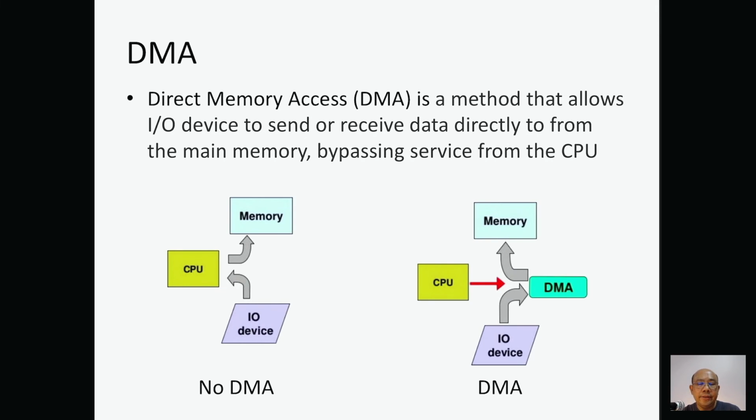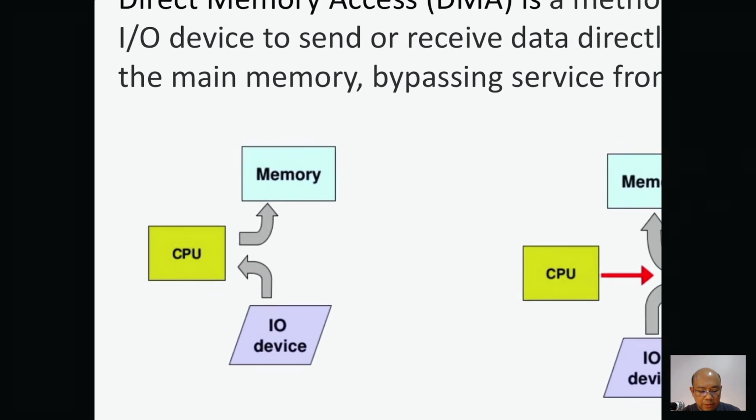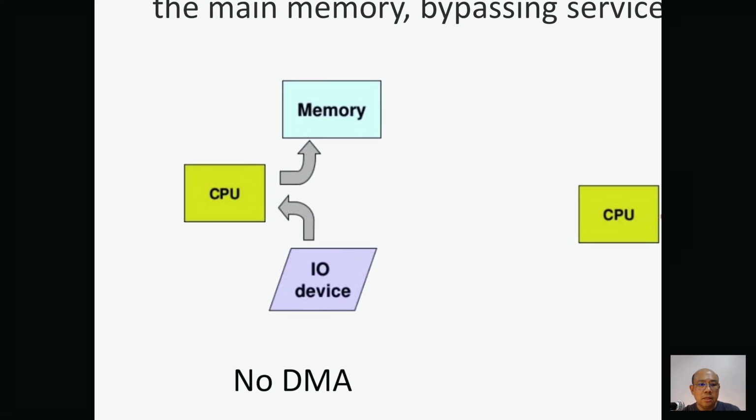Now, what is the DMA? The DMA is an abbreviation of direct memory access. That means transferring the data from the I/O to memory directly, without being managed by the CPU. Here in these pictures, this is a no-DMA system, where the I/O transfers the data to memory organized by the CPU. The data passes to the CPU and then moves from the CPU to memory.